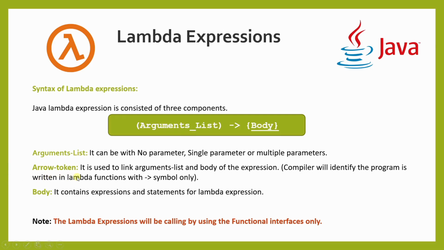The arrow token is used to link the argument list and the body of the expression. Whenever you mention this arrow token, the compiler will identify that the program is written using lambda expressions and that it is using Java 8 as the compiler JDK version.